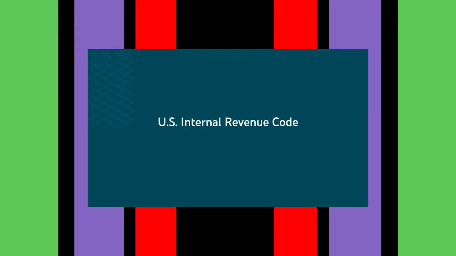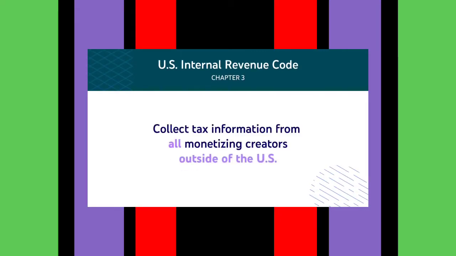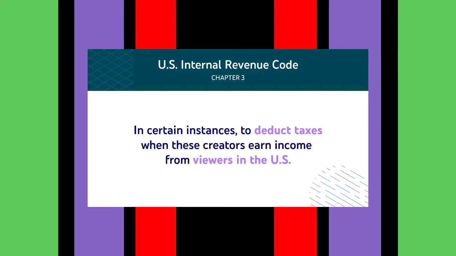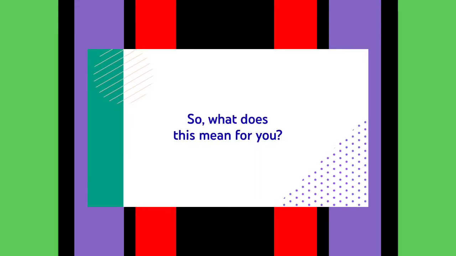If you're a creator outside of the US, you may begin to have taxes deducted from your US earnings later this year. Google has a responsibility under Chapter 3 of the US Internal Revenue Code to collect tax information from all monetizing creators outside of the US, and in certain instances, to deduct taxes when these creators earn income from viewers in the US. These US earnings can come from ad views, YouTube Premium, Super Chat, Super Stickers, and channel memberships. So what does this mean for you?